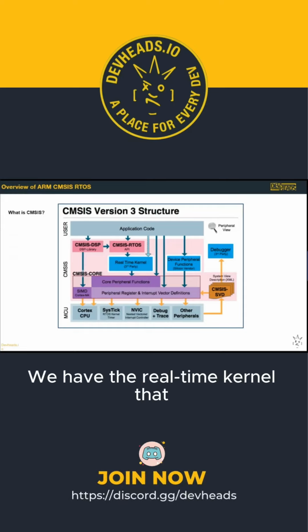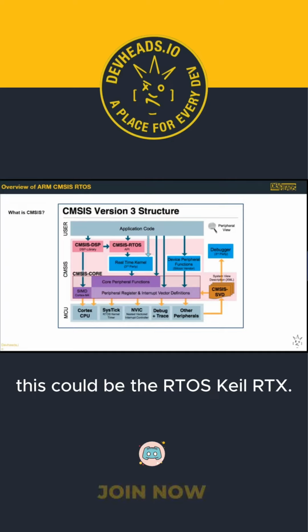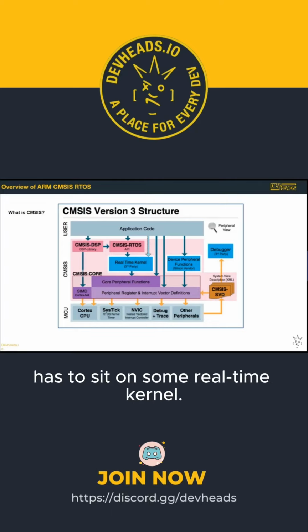So we have the real-time kernel that the CMSIS sits on, and this could be FreeRTOS, this could be the RTOS2 scale RTX. So we find that the CMSIS-RTOS2 has to sit on some real-time kernel.